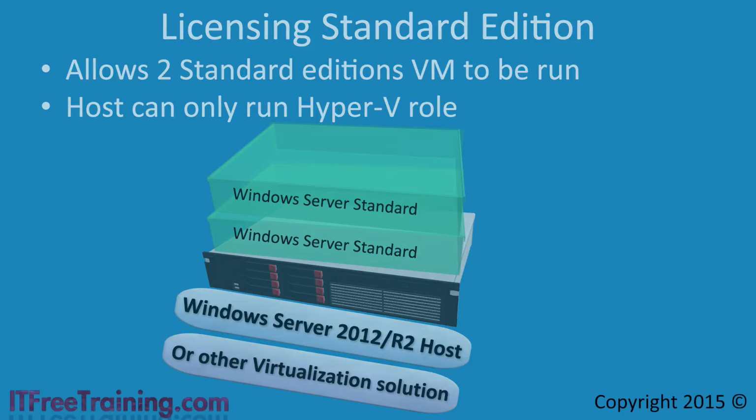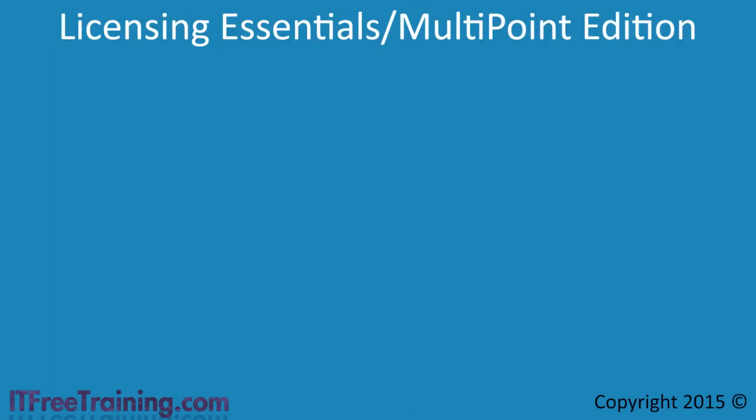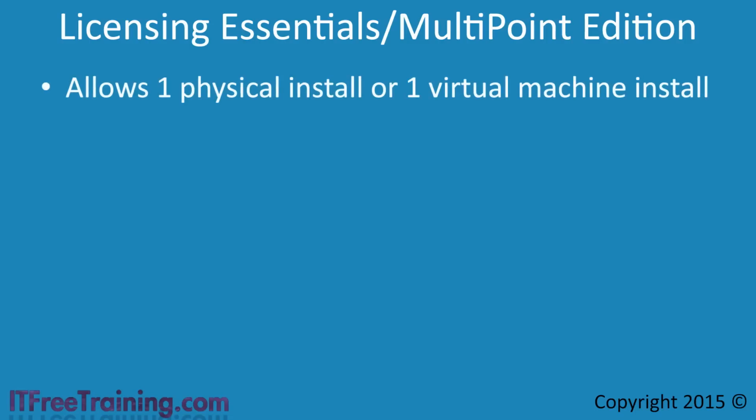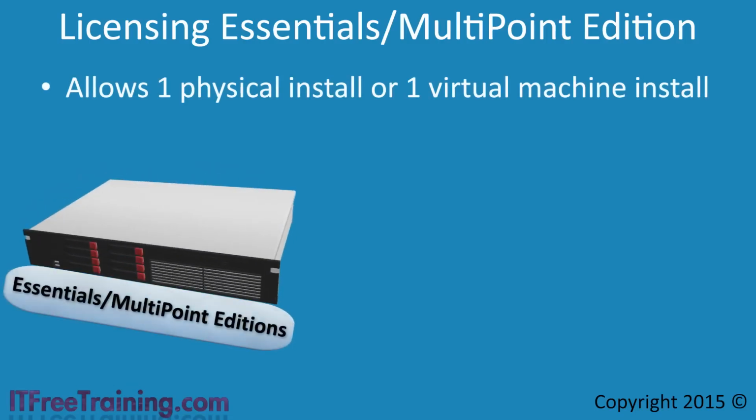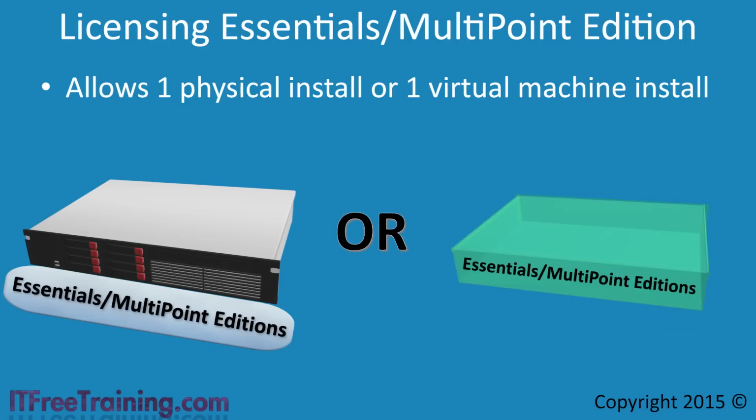If you are running Windows Server Essentials or Windows Server Multipoint, this allows 1 physical install or 1 virtual machine install. If you install the Essentials or Multipoint on a physical server, you are not able to perform any more installs with that license. However, you could also choose to install Essentials or Multipoint on a virtual machine. So basically, 1 license of either of these products gives you the choice of installing it on a physical server or a virtual machine.